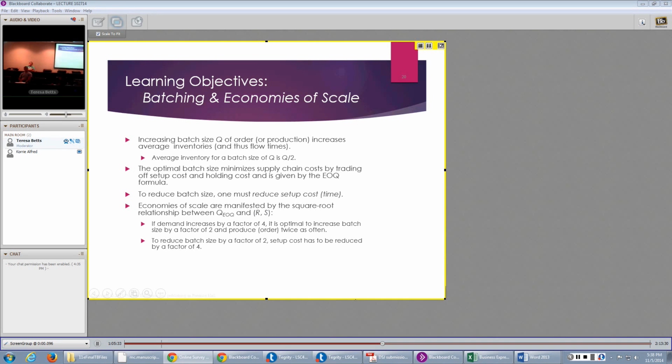If demand increases by a factor of 4, it's optimal to increase batch size by a factor of 2 and produce orders twice as often. So to reduce batch size by a factor of 2, setup costs have to be reduced by a factor of 4. I think that's part of that 5 is after. I'll spend a little bit more time setting up a little discussion on that.